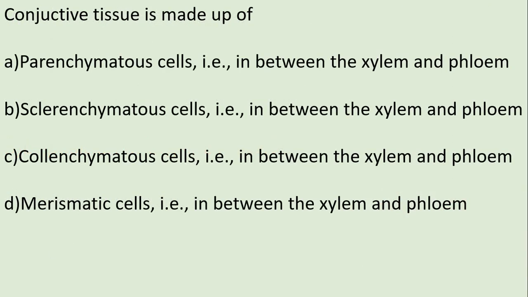Conjunctive tissue is made up of A. Parenchymatous cells in between the xylem and phloem. B. Sclerenchymatous cells in between the xylem and phloem. C. Collenchymatous cells in between the xylem and phloem. D. Meristematic cells in between the xylem and phloem.